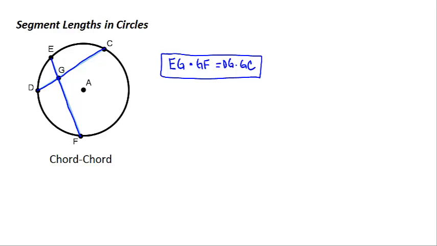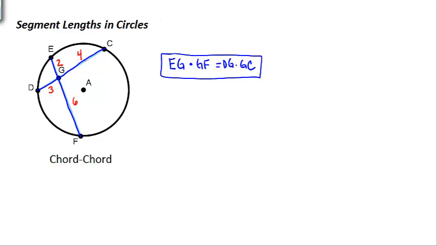So let's look at an example that would use this. Real quick, if we were to just say that EG was 2 units in length and GF was 6 units in length, we can see the product of those two pieces would be 12. So if I were to tell you that DG was 3 units in length, well, we know that the product of DG and GC should also be 12. So this one we can almost just use mental math for. We would know that GC needs to be 4.